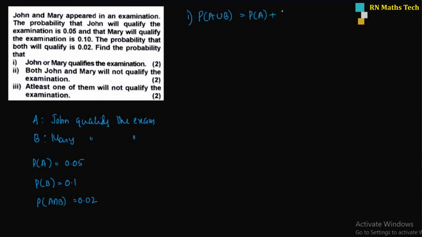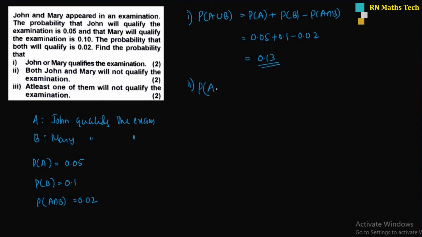P of A plus P of B minus P of A intersection B, that is 0.05 plus 0.1 minus 0.02, that's equal to 0.13. First one. Second, both John and Mary will not qualify the examination.